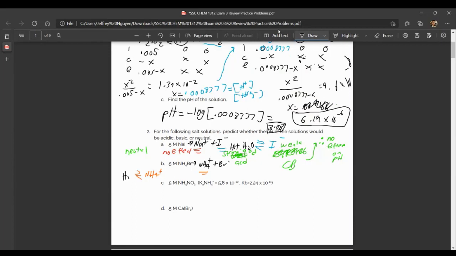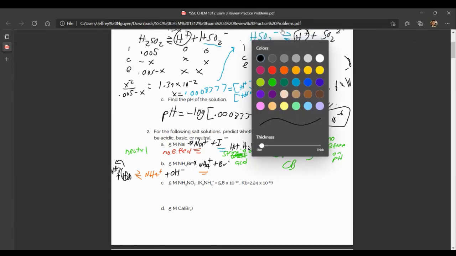How can we predict what reacted with water to get NH4+? Well, notice how NH4+ is positive, so it must have gained a proton. So when NH3 gains that proton, it makes NH4+ and OH−. So what kind of molecules are these?